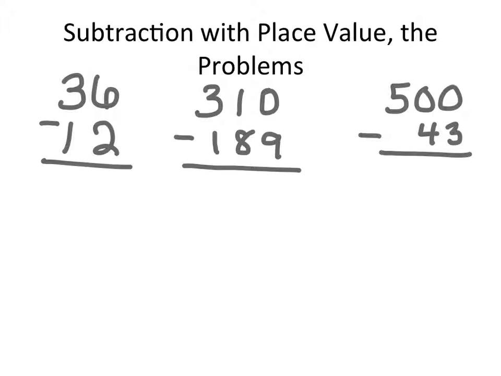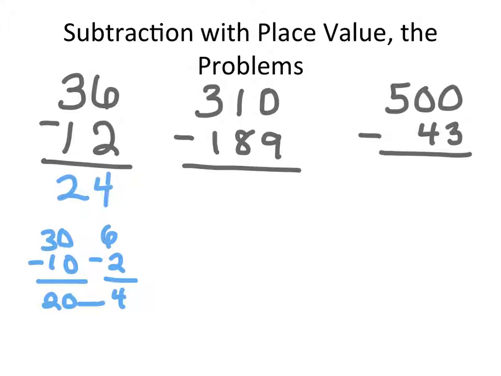Here's the actual meaning of these problems and the kind of thinking we want students to do. Looking at the first problem, we have 3 tens take away 1 ten, and we have 6 ones take away 2 ones. Now we can go back and say, which of those can we do without any regrouping? 3 tens take away 1 ten is 2 tens. 6 ones take away 2 ones is 4 ones. If we put them back together, that means our answer is 24.